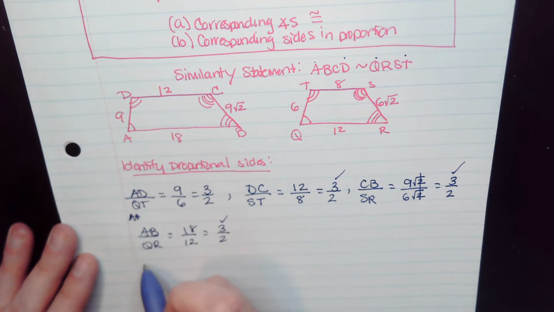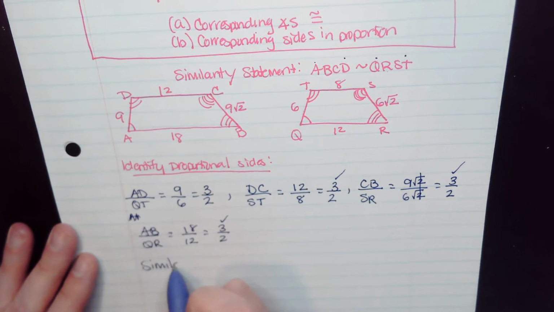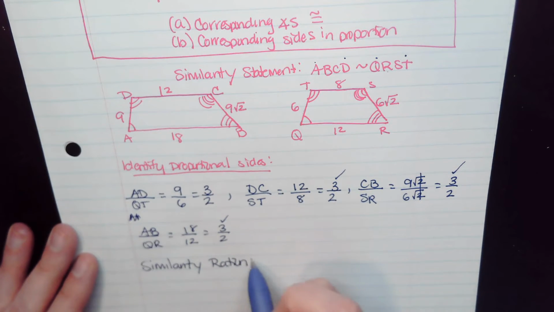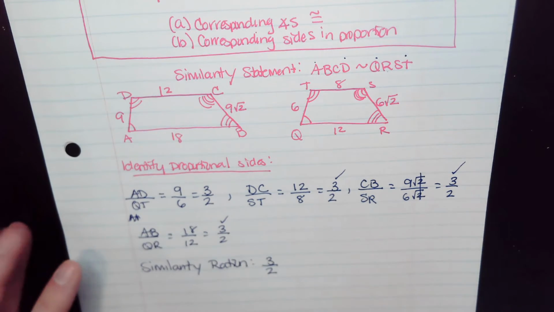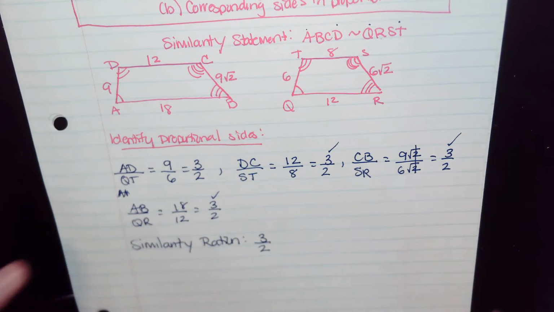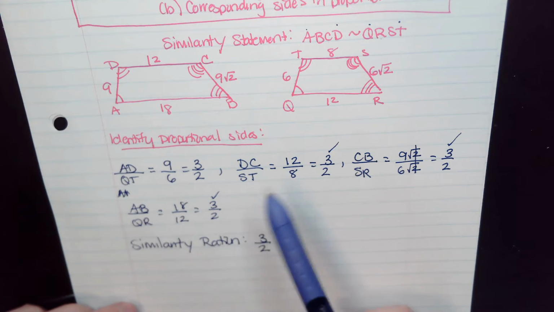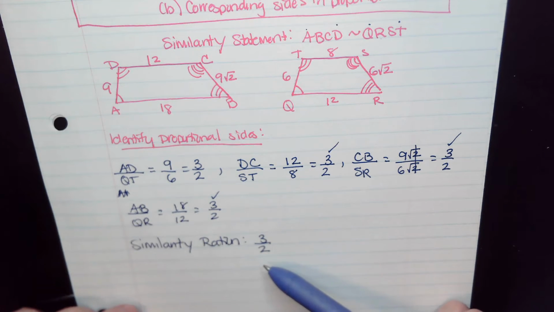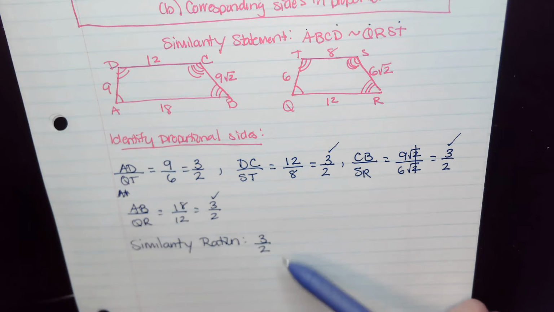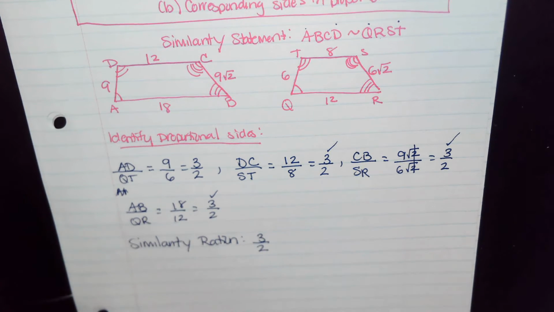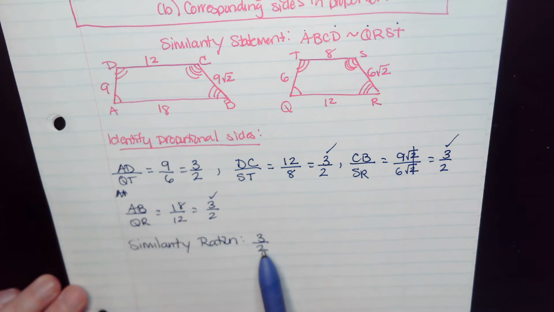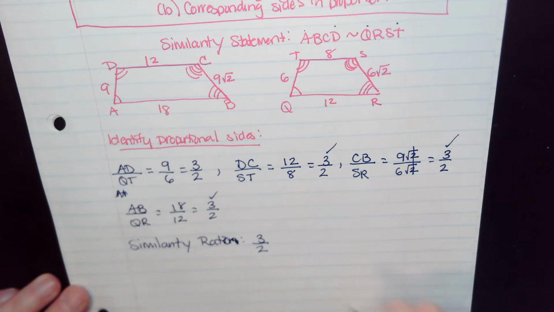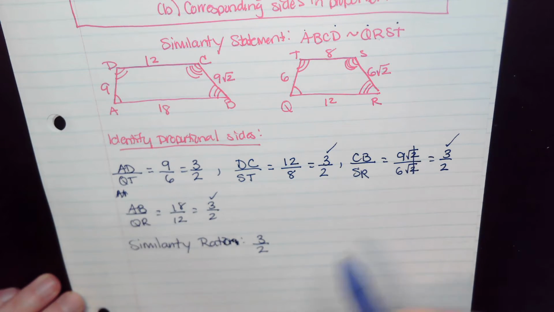So that tells us that our similarity ratio is 3 over 2, which means all of your sides reduce to 3 over 2, as long as they're corresponding sides. That also tells us, which we'll talk a little bit about later, that the ratio of your perimeters will also be 3 over 2. So any corresponding sides and your perimeters will all reduce down to a ratio of 3 to 2.